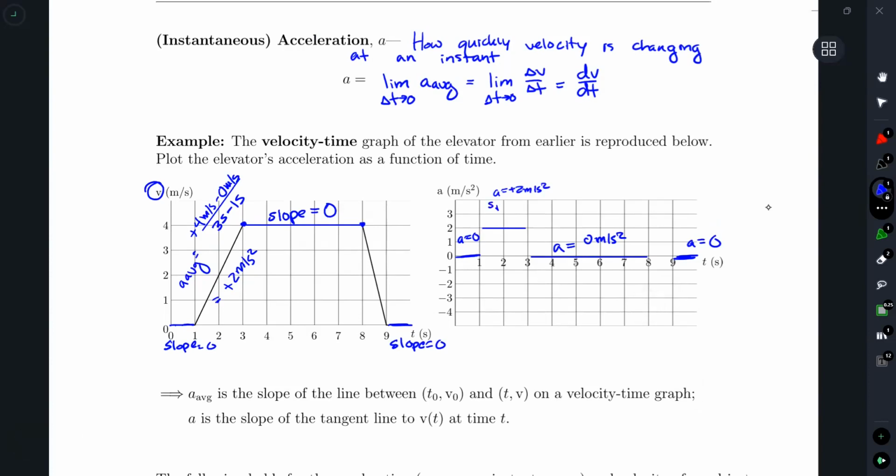And so the elevator is speeding up because my initial velocity was 0, or my initial velocity was at least not negative, and my acceleration is positive. In other words, they're in the same direction. That's the important piece here.